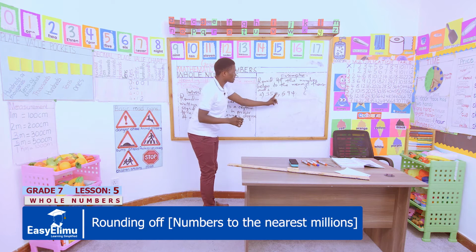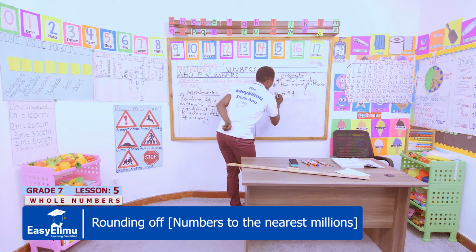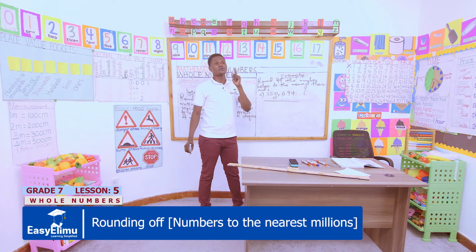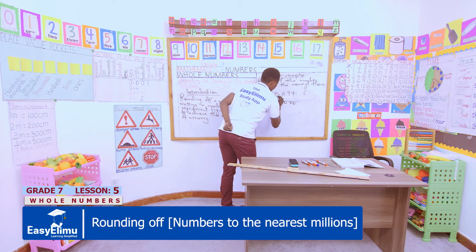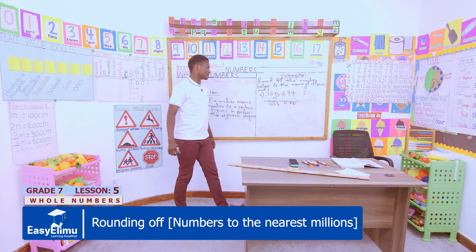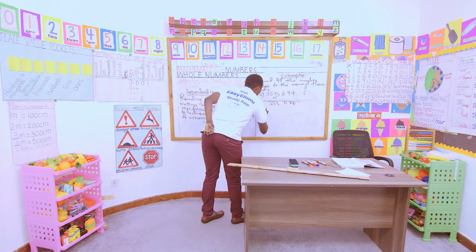That implies we shall round up by adding 1 to the next digit. So we shall add 1 here. Then we replace the rest of the digits with 0. So here we have 0, 0, 0, 1, 5, 3. So that is 351,000. Next example.